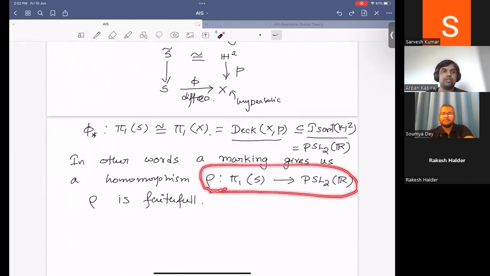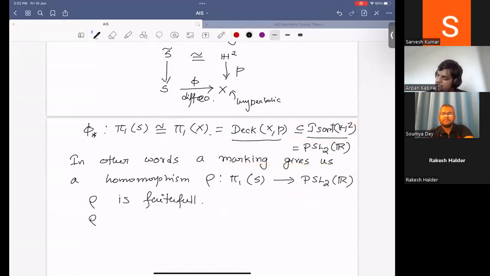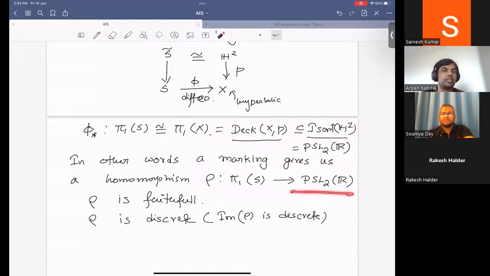So because the group of all Dirac transformations acts properly discontinuously on the upper half plane, this homomorphism will have a discrete image. So rho is discrete, that means the image of rho is discrete. I hope you know what PSL2R is: just SL2R quotiented by plus or minus 1.